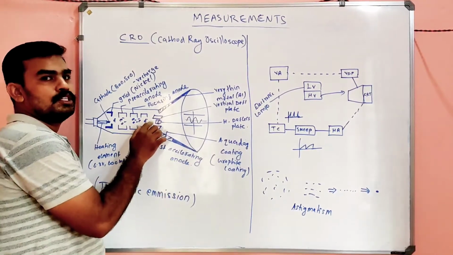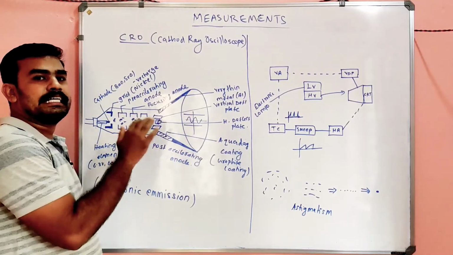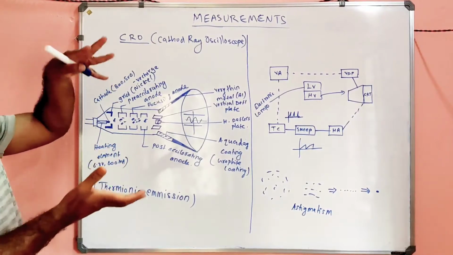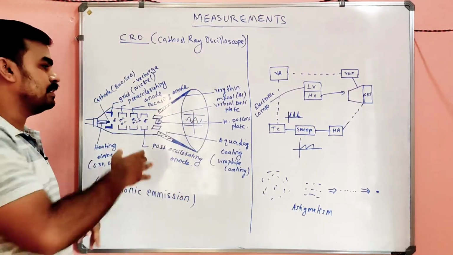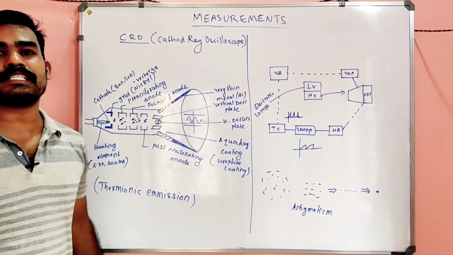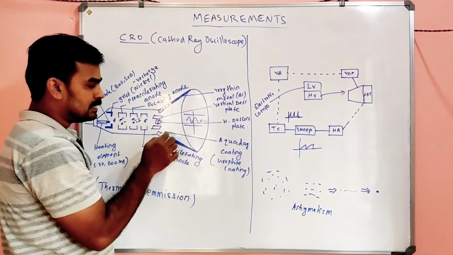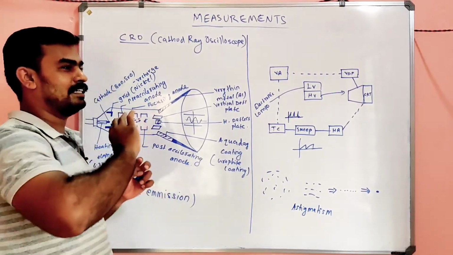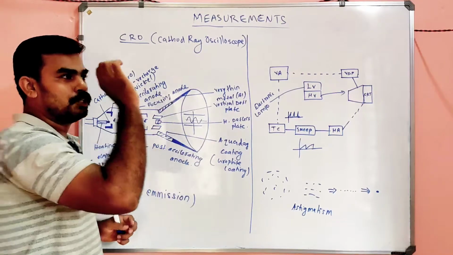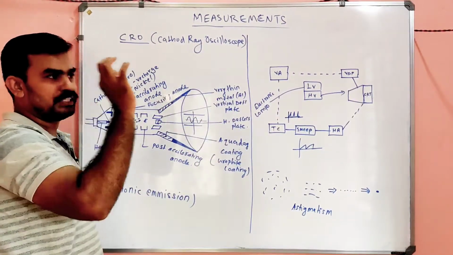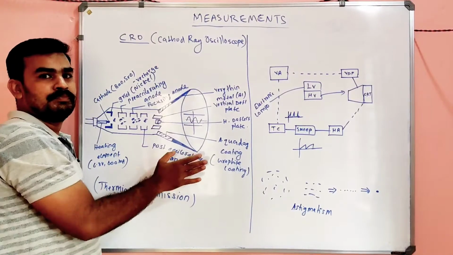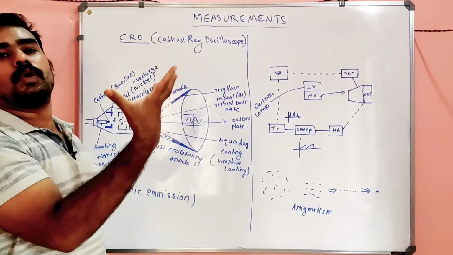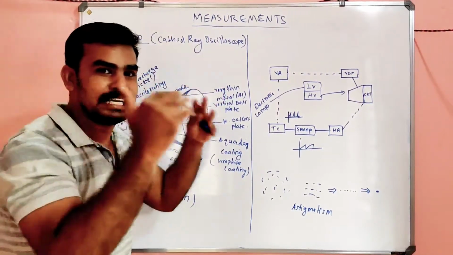It will reach here, and it will be attracted by the vertical deflection plate as well as the horizontal deflection plate. Due to the attraction, it will deflect towards the vertical deflection plate or the horizontal deflection plate, and finally it is projected onto the screen. It is a phosphorus screen, so it will glow with the incoming beam.